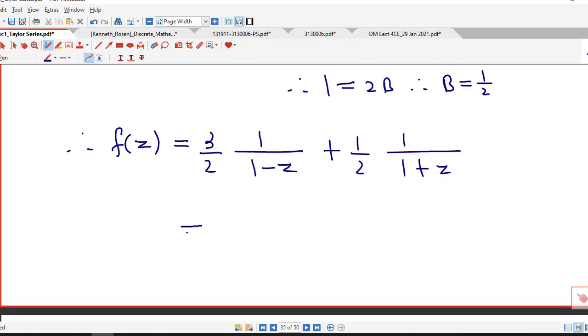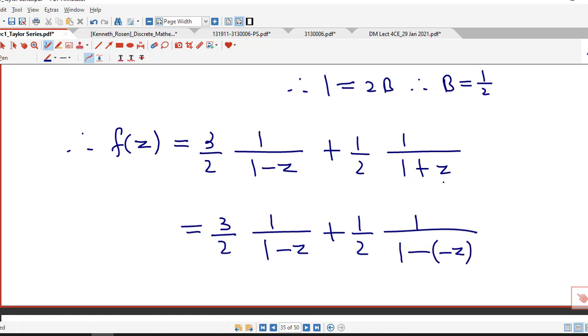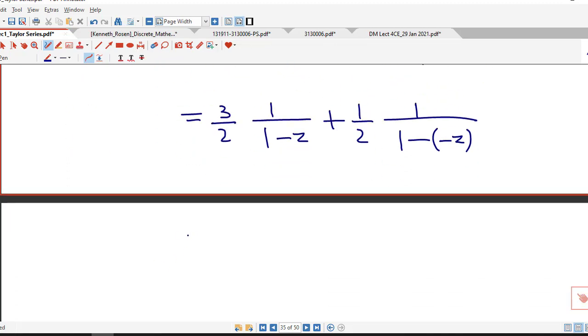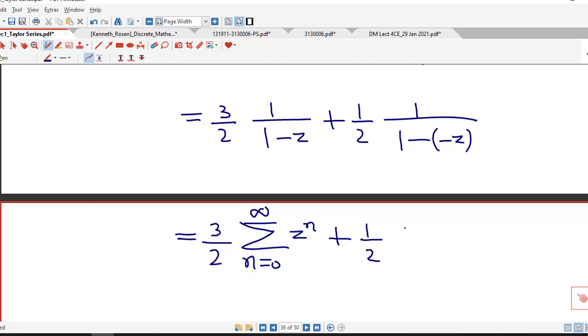Now we can observe we have the function 1 over (1 minus z) here, and the function 1 over (1 plus z) can also be written in this form. We replace 1 plus z by 1 minus (minus z), and now we use the Maclaurin series of 1 over (1 minus z). So it is nothing but the sum n equal to 0 to infinity of z raised to n, plus 1 by 2 times the sum n equal to 0 to infinity. Now instead of z we have minus z, so here we write (minus z) raised to n.